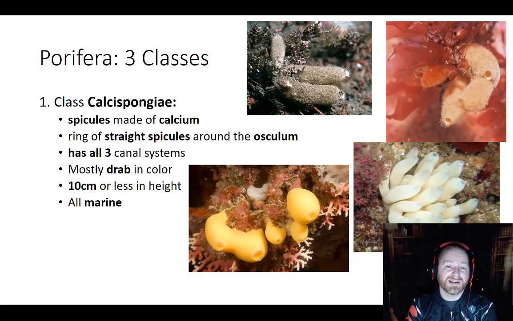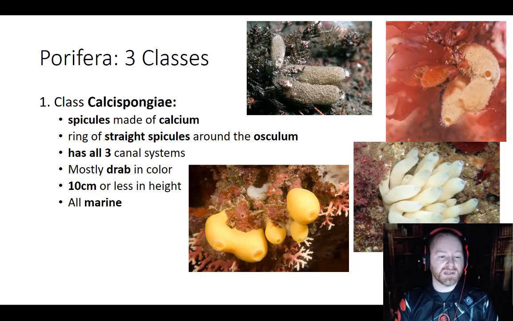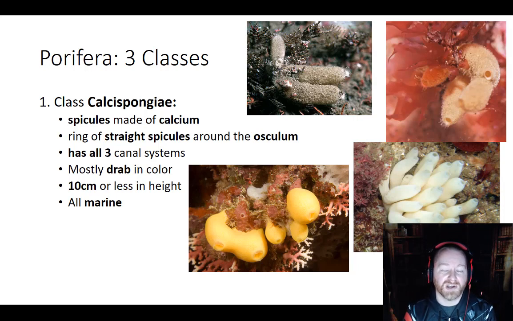So there are three classes of porifera, and essentially the way that we break them down has to do with where they live, what they use as their skeletal system, and also some of their morphology and their architecture can be used to help break them down a little bit. So the first big one is the Calcaspongiae, and you can imagine that all of these use calcium for their spicules. That's why they're called Calcaspongiae.